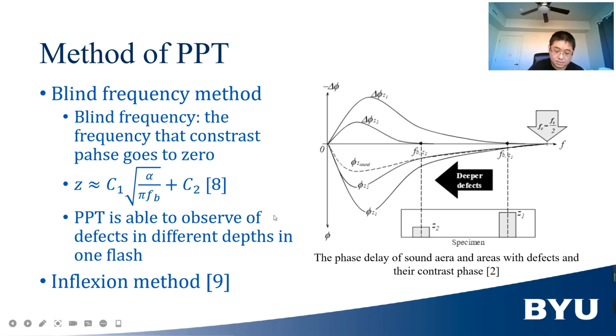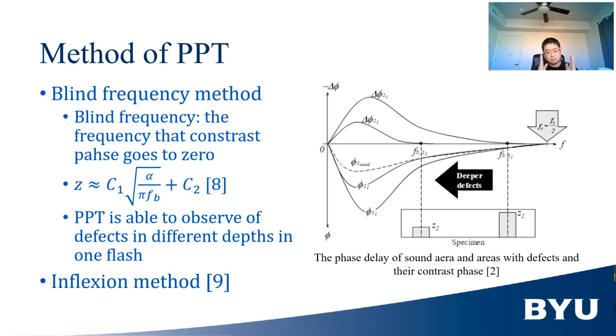T2 depends on the equipment. This is a correction constant. So the idea is, one benefit of PBT is this, because what we do is we study a range of defect, a range of frequency. This means that we have different diffusivity lengths in the information, which means that we can observe defects in different depths in one flash.